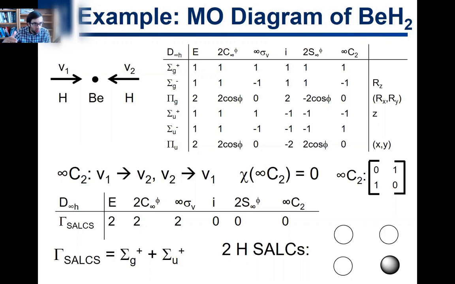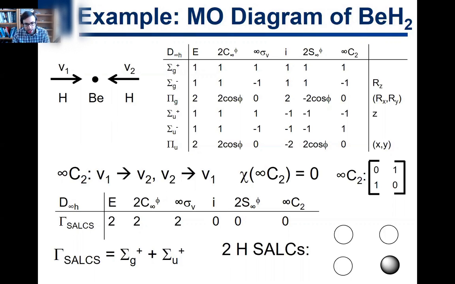You've gone from n equals 1, going back to your quantum numbers, right, to n equals 2. So those are too different in energy. So we just have to care about the 1s. We did some work here to figure out the symmetry of our two SALCs, which are going to be sigma g plus and sigma u plus.